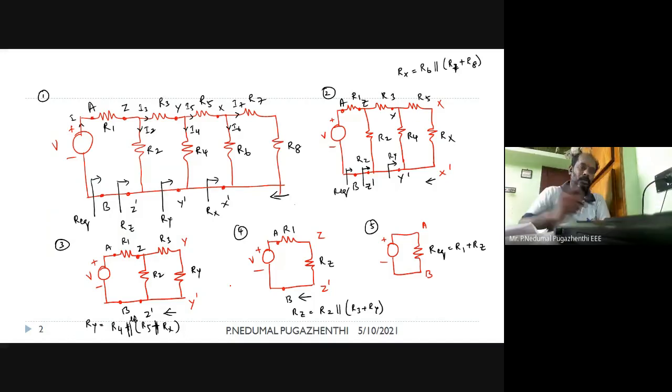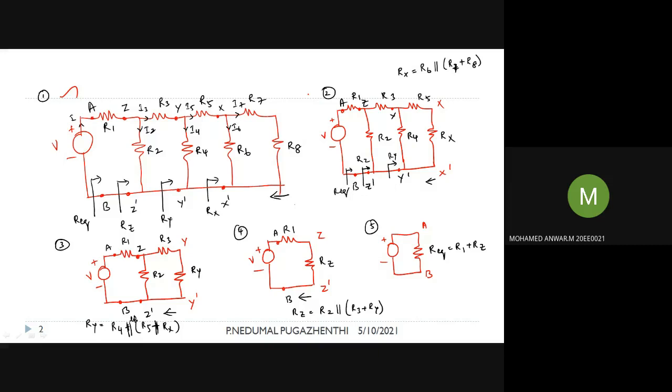Whatever figure 1 shows here, you can see that it looks like a ladder. You are focusing on the first figure, the bigger diagram on the left side of your slide. You can see that it is connected with a voltage source and a few combinations of resistors in series and parallel: R1, R2, R3, R4, R5, R6, R7, R8. Is that figure visible to everybody present in the class? Yes, sir. Okay, fine.